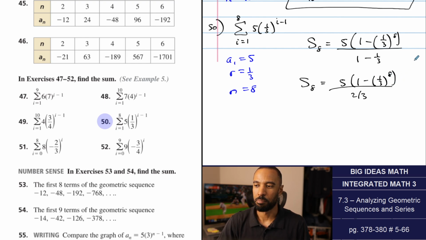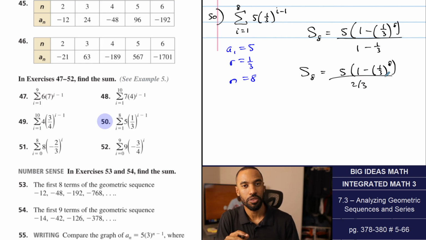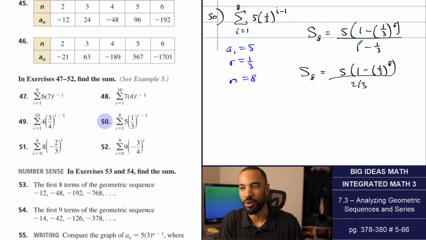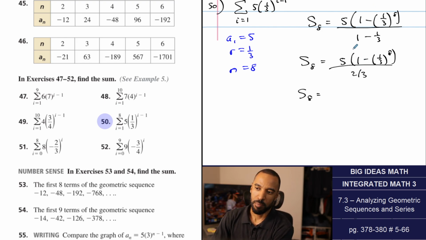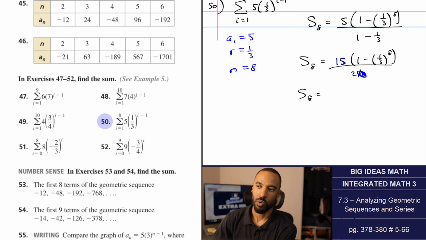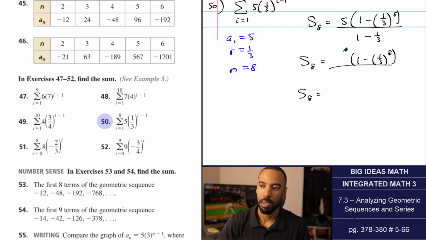This is over 2/3. I mean, at some point you let your calculator take care of things, but you've got to be careful here as well. Over 2/3, you would also have to put in parentheses, or you put 1 minus 1/3. I'd rather multiply by 3/2, since dividing by 2/3 is multiplying by 3/2, which makes this become 15 over 2. So I'm good with that, or 7.5. You can put 7.5. I'm good with that.